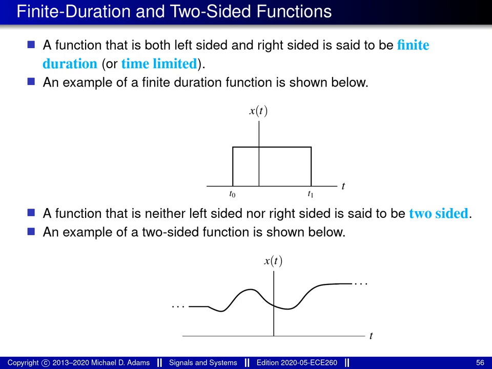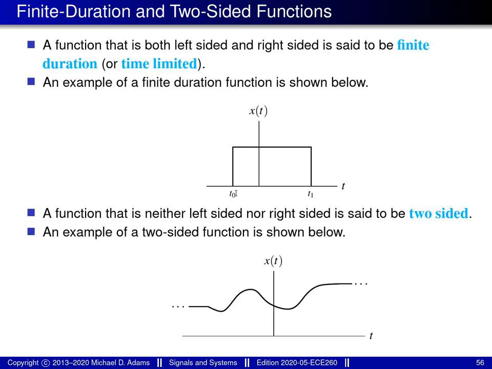And lastly, on this slide, I have just a few more definitions that relate to this notion about when a function is 0 versus non-zero. So I need to introduce the terms finite duration and two-sided. A signal is finite duration if it's both left-sided and right-sided. Sometimes we also use the word time-limited. It means the same thing as finite duration.